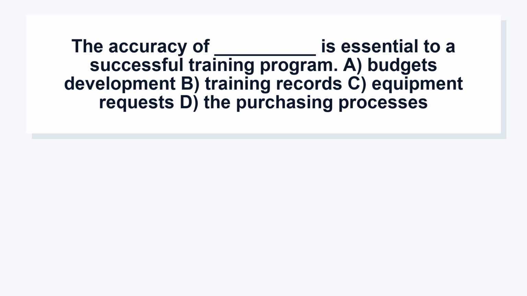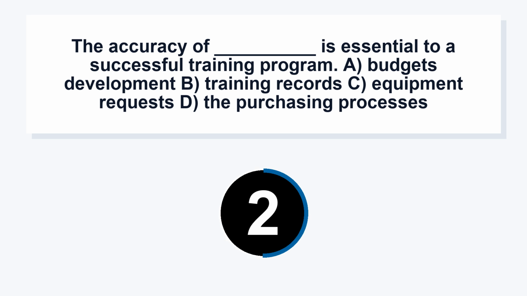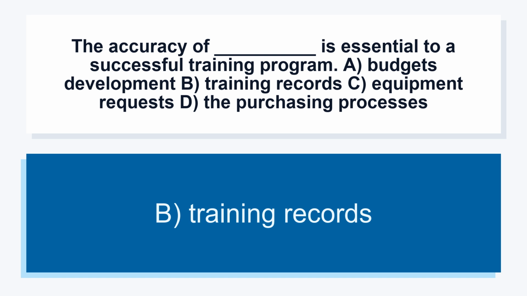The accuracy of underscore is essential to a successful training program. A. Budgets development. B. Training records. C. Equipment requests. D. The purchasing processes. B. Training records.